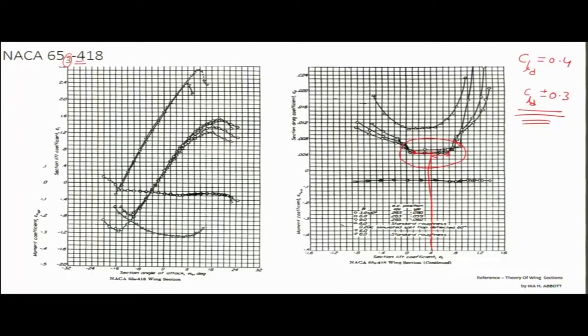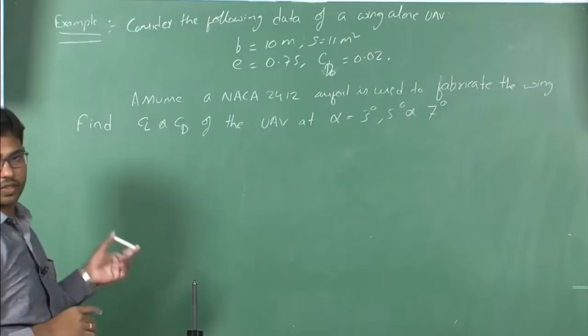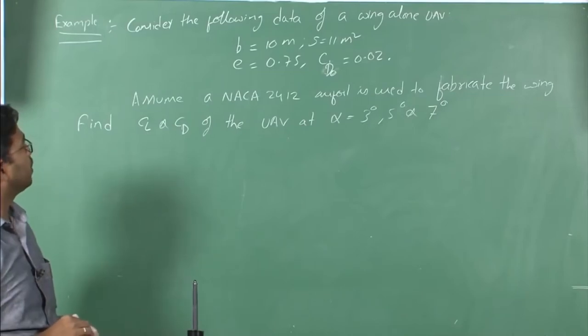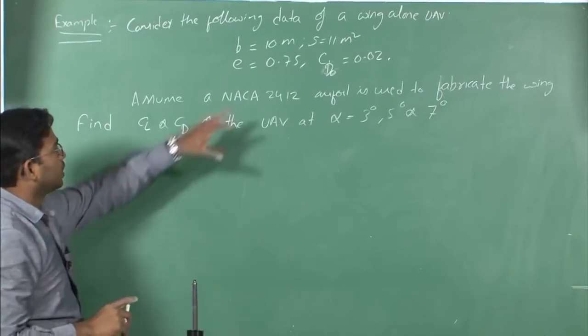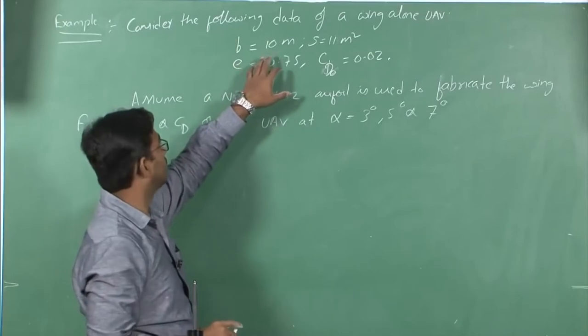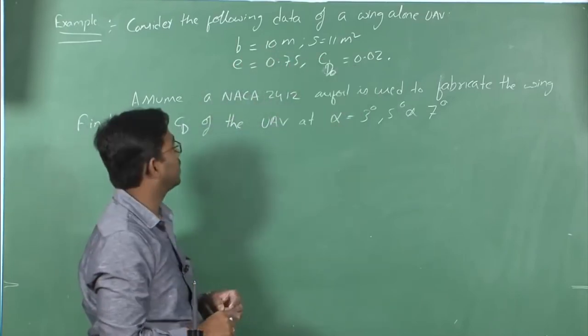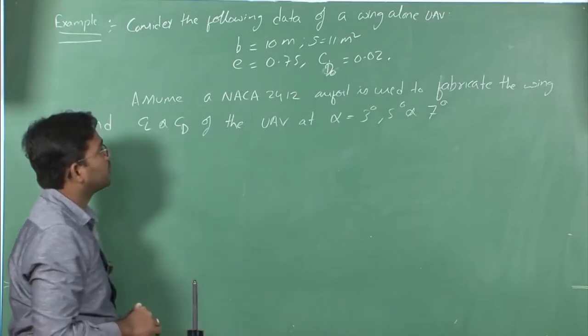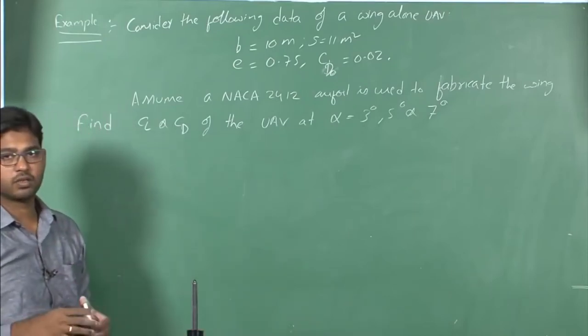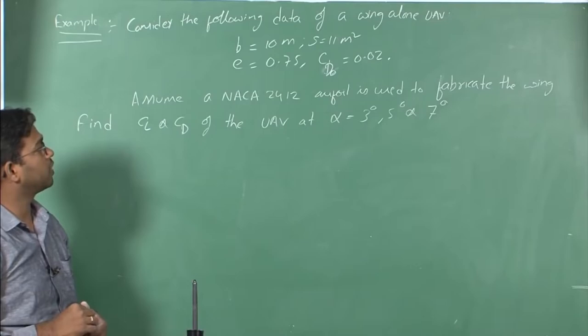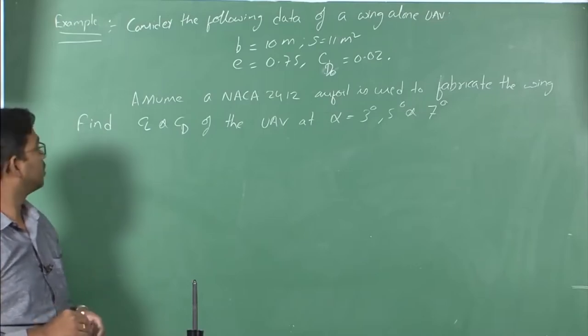Let us take up a few examples to find the relationship between wing CL alpha and airfoil CL alpha. Let us take the first example. Consider the following data of a wing-alone UAV. Some dimensional data is given here: b is 10 meters, planform area is 11 meters squared, the Oswald efficiency is 0.75, and CD naught of the total UAV is given as 0.02, right.